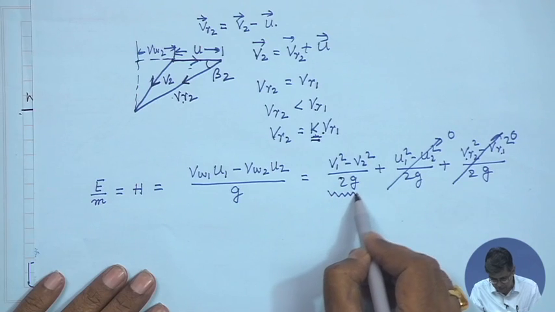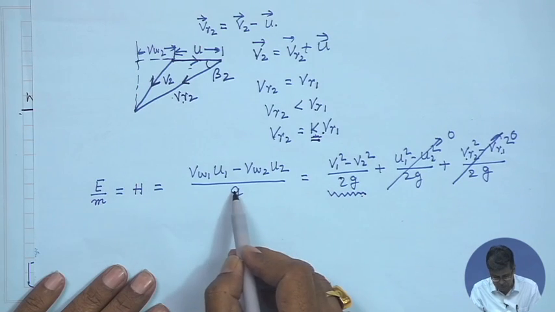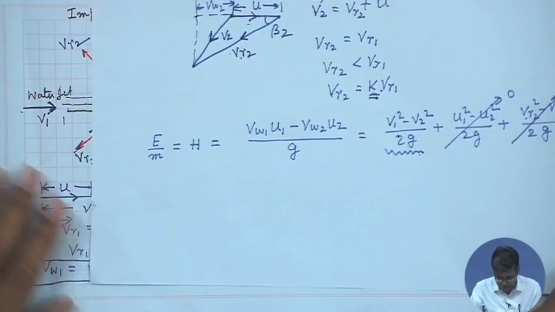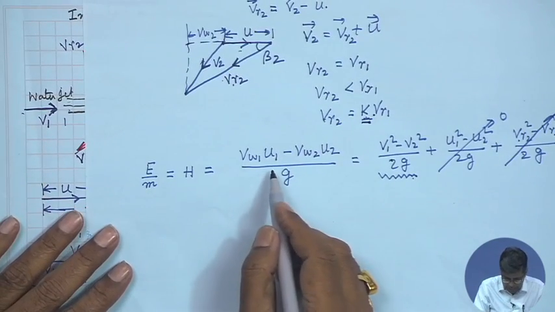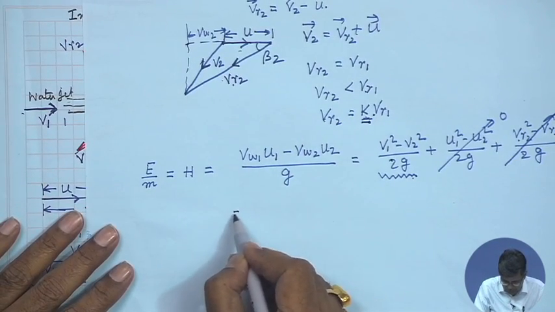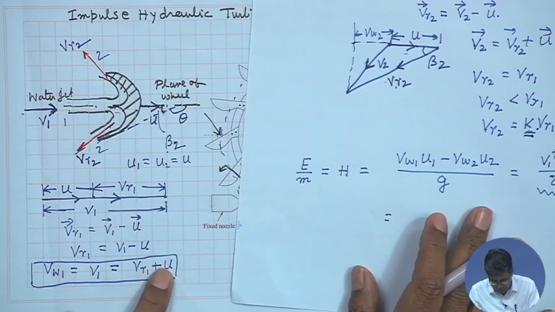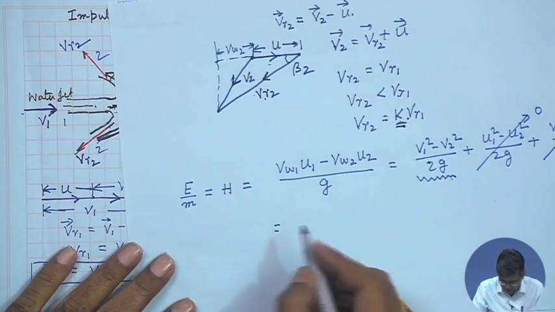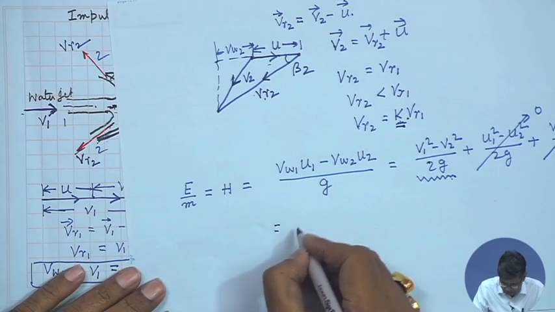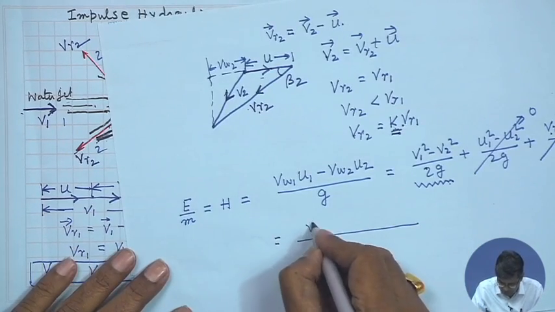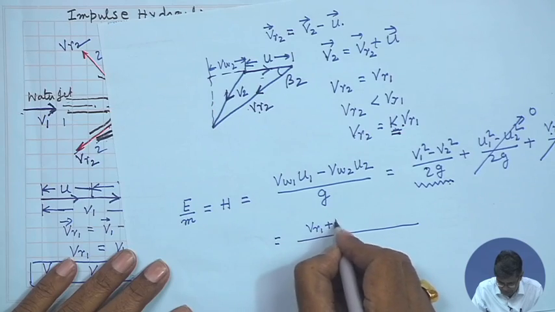So this is responsible only for this equals to this. Therefore, there will be a reduction in absolute velocity. Now, if we write Vw1, Vw1 is V1, which is Vr1 plus u. So, therefore, let us write Vw1 is Vr1 plus u.